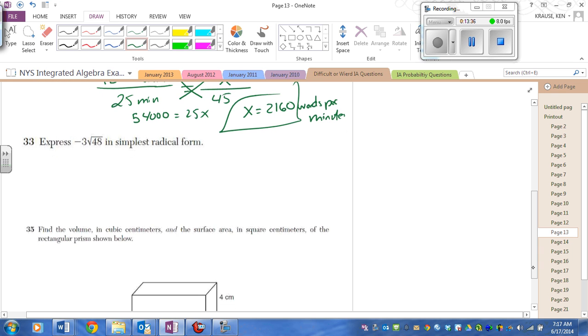Alright, here we go. Simplifying radicals. First thing I'm going to do, this is question 33, so it's just a 2-point question. First thing I'm going to do is get the stupid answer. Call it the stupid answer, because if you do it, I might have to be mean to you.